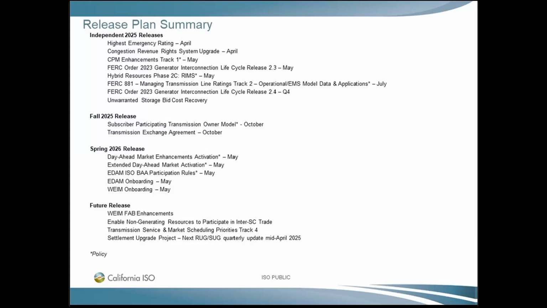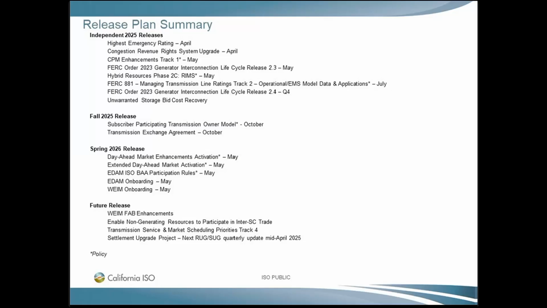And then we have, at the end of April, the congestion revenue rights system upgrade hard cutover from April 28th through the 30th. You'll see that CPM enhancements track 1, which was planned for activation today, has shifted to activate on May 1st. So we did some last minute testing for that, and in order to give us new time for that implementation, we've shifted that out to May 1st.